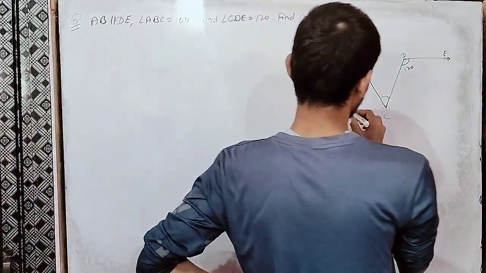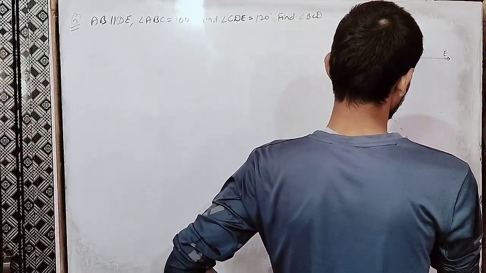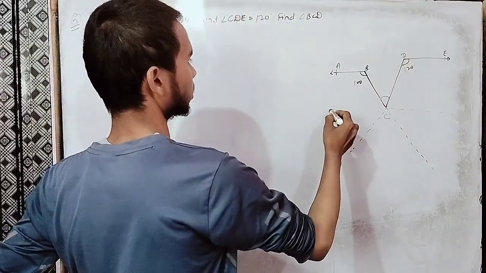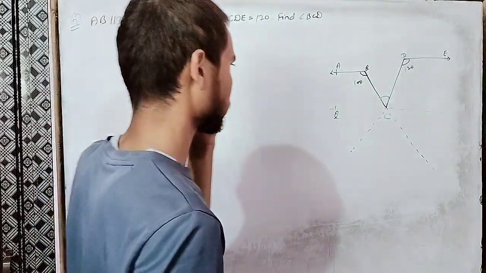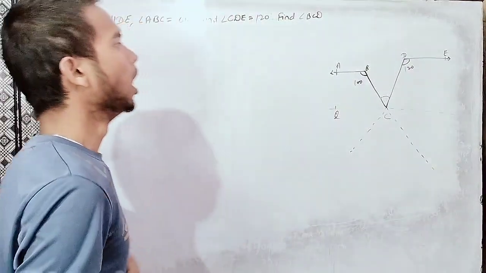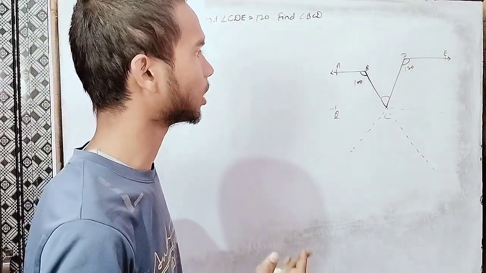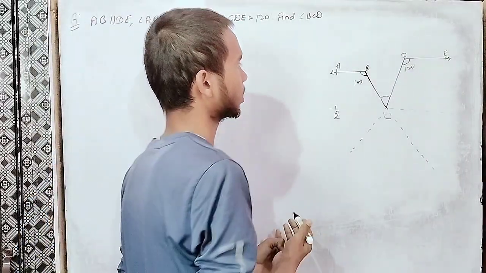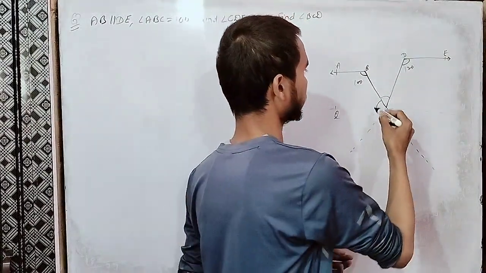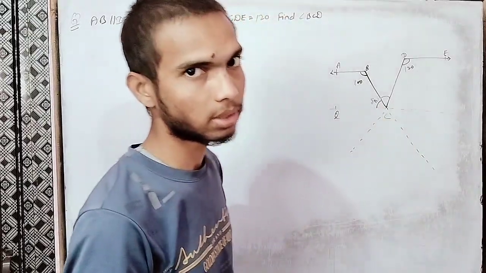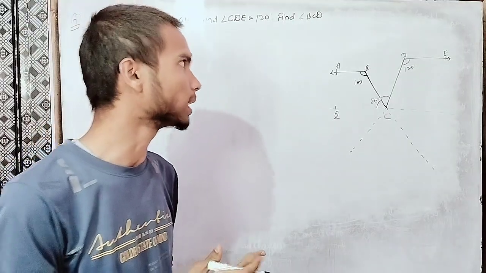We can do one thing: just draw an imaginary line. We have a third line, which is L. We just draw an imaginary line. Here we can say this is 100. This is 80 degree, because the reason is co-interior angles.